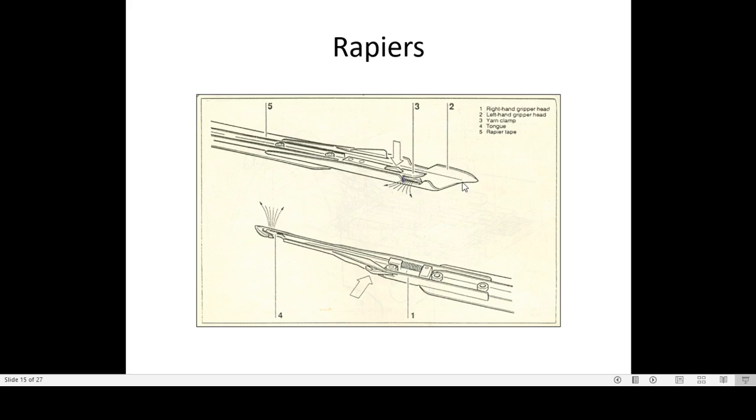So rapiers are also called grippers, left hand gripper and right hand gripper. We can say it like that. So gripper and rapiers are the same. Don't get confused.